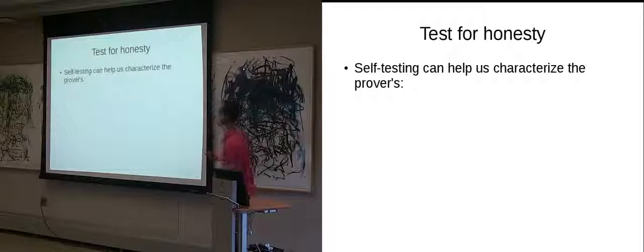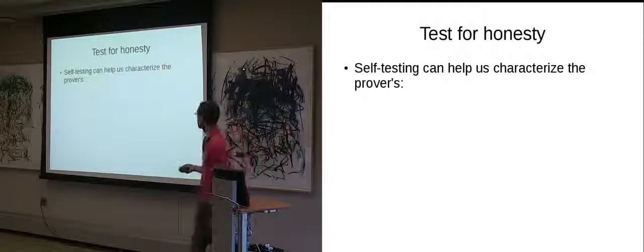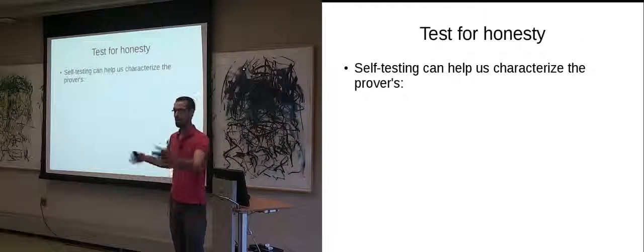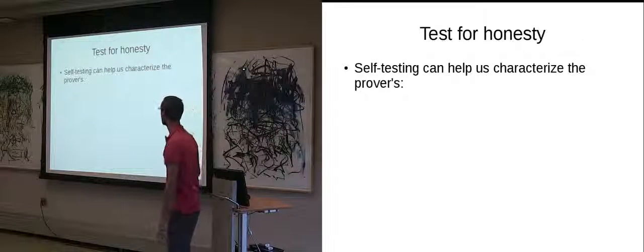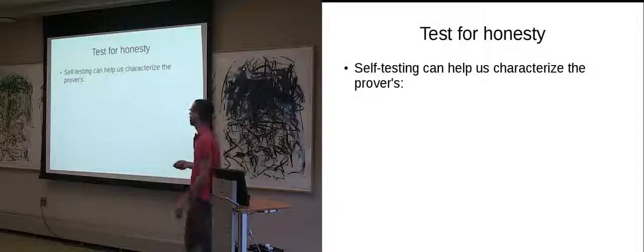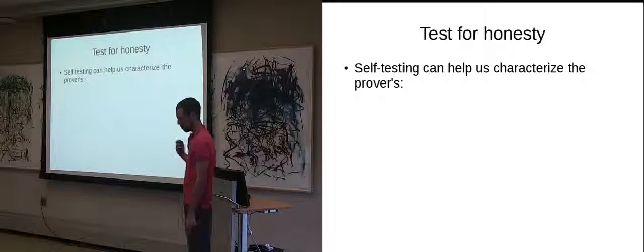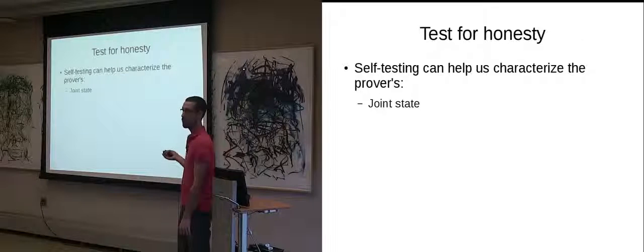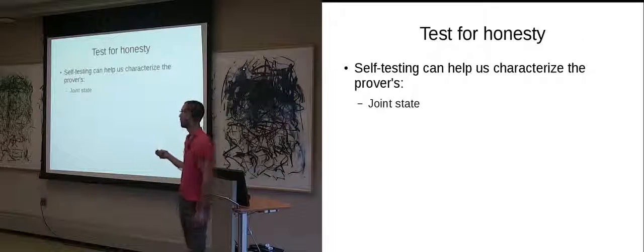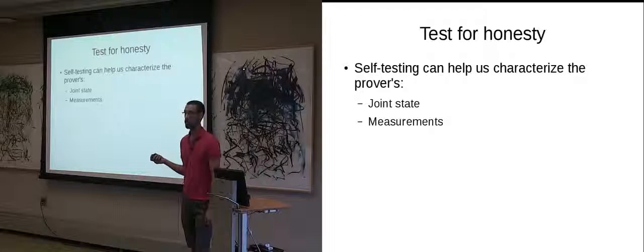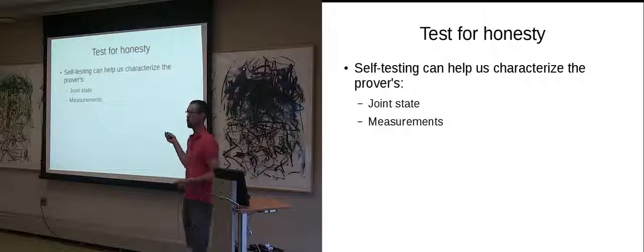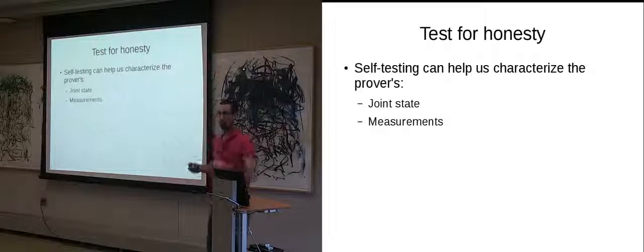Okay. So now we get to the test for honesty, which is actually where all of the innovation happens in some sense. This is where the work happened in this paper. And we're going to be using self-testing. So thanks to Valerio for giving a nice introduction to self-testing, so I don't have to say too much about it. But self-testing is going to allow us to characterize the different resources that the provers have. So they have some joint state and some measurements, and what we can do is we can invent a self-test which decides whether or not that joint state is the graph state that I want, and whether or not the measurements that they're performing are the measurements that I want.